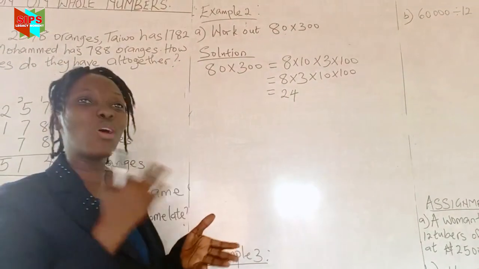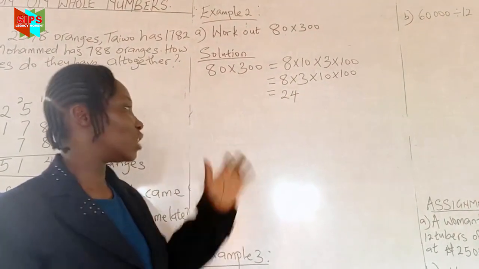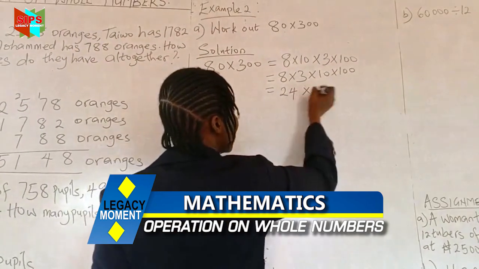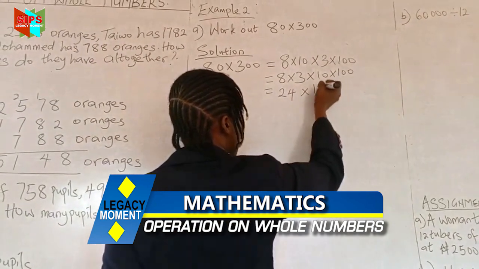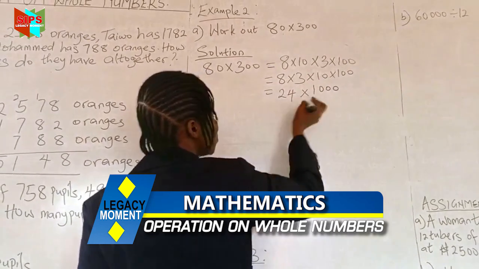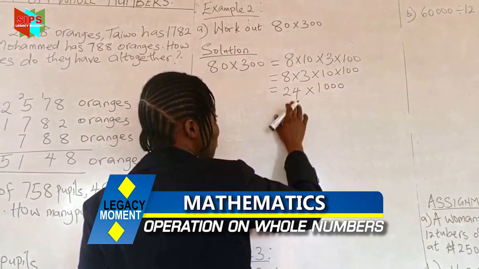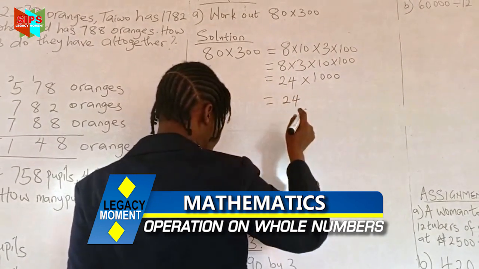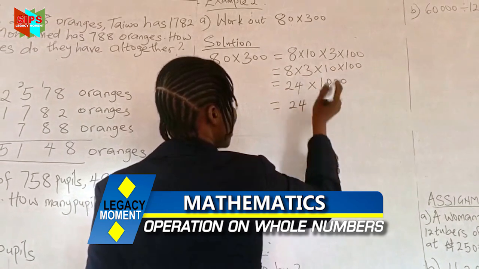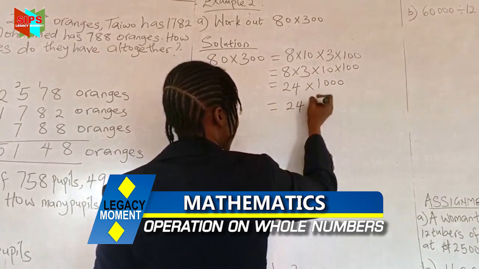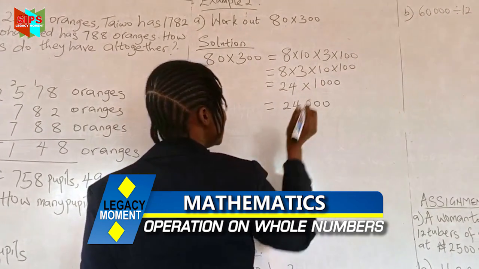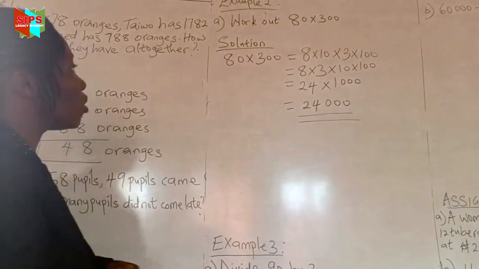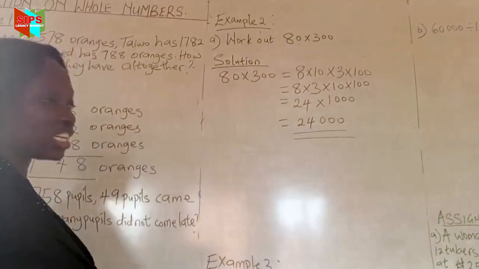So you simplify your work to the simplest form in order to carry out your mathematical operation. So you have your 10 times 100 will give you 1000. Now you have 24 multiplied by 1000, which will give you 24. Then just bring your 3 zeros together. This is 24,000, and that solves the problem of 80 multiplied by 300.